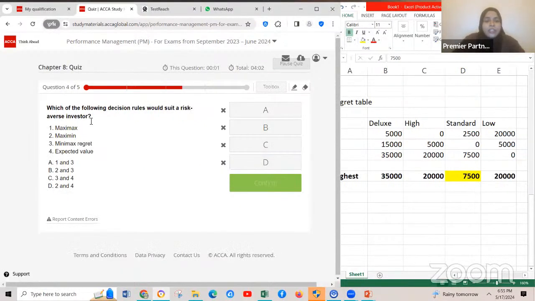Which of the following decision rules would suit a risk averse decision maker? Risk averse can go with either maximin and minimax regret. So 2, 3.